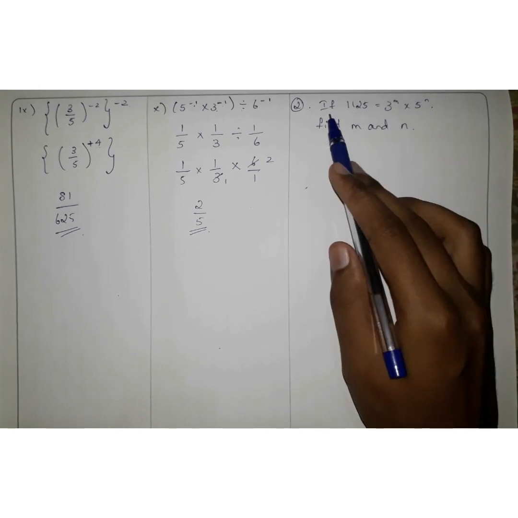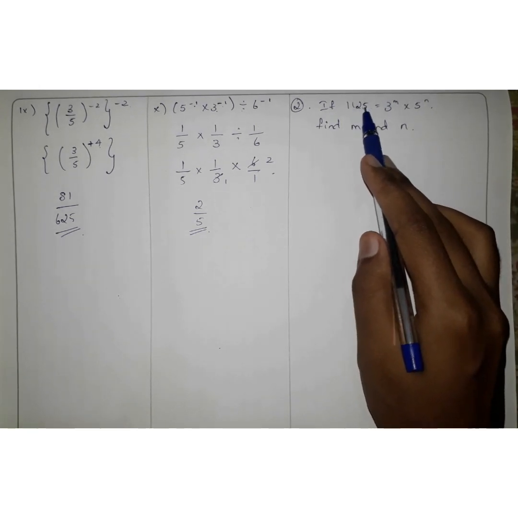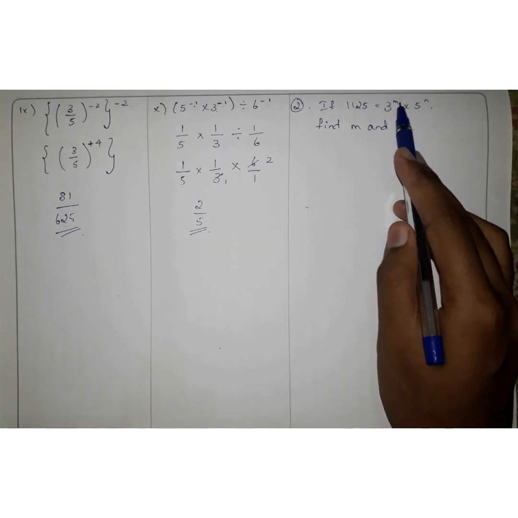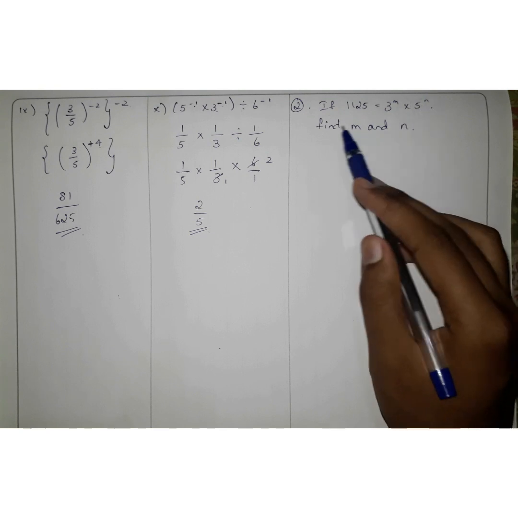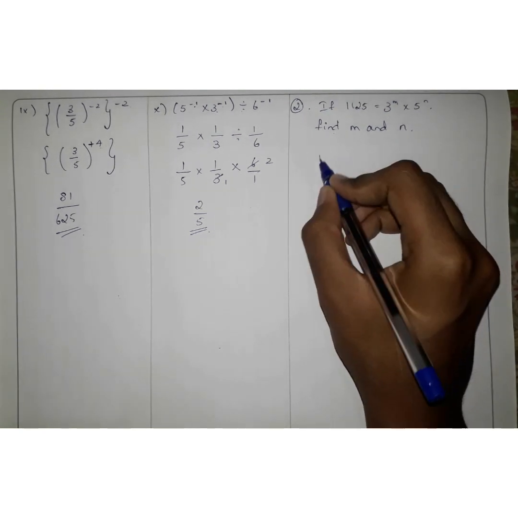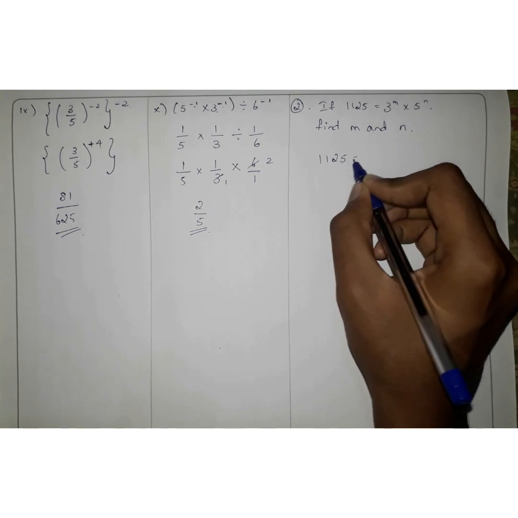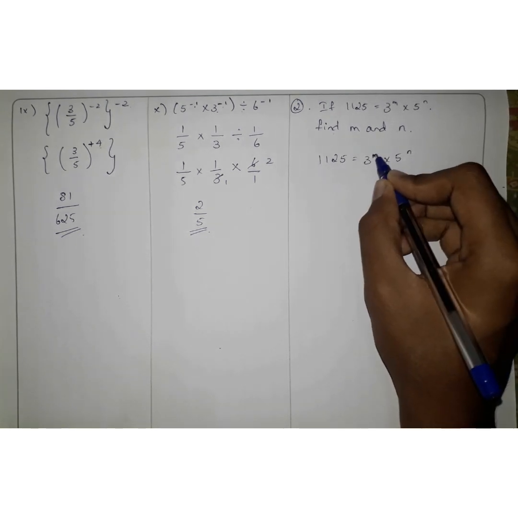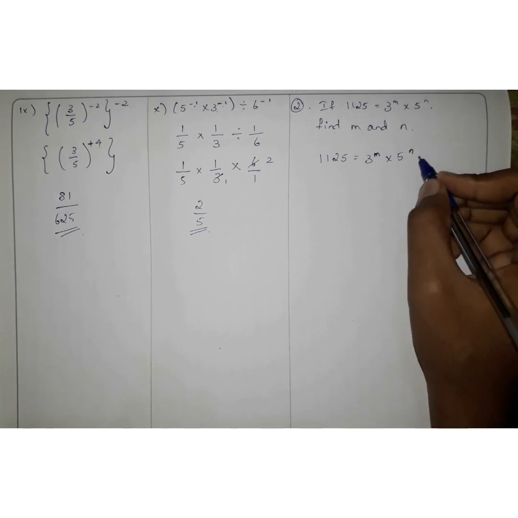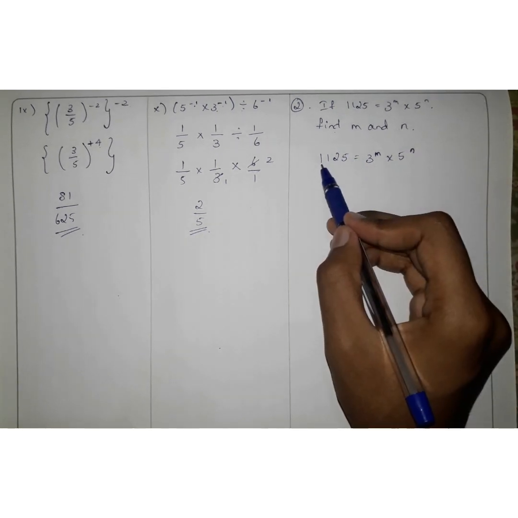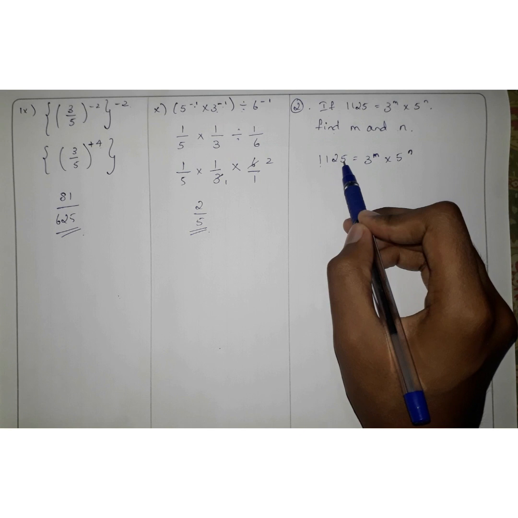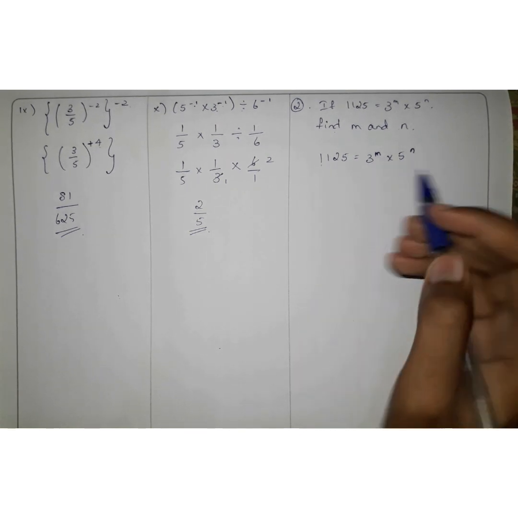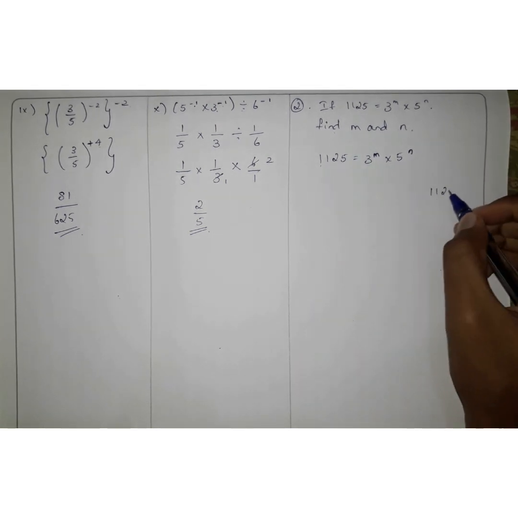Next, if 1125 is equal to 3 to the power m into 5 to the power n, find m and n. I'll rewrite the question. Here we need to find the value of m and n. In order to do that, we'll try to split this 1125 into 3 and 5. We are going to do it by using long division.